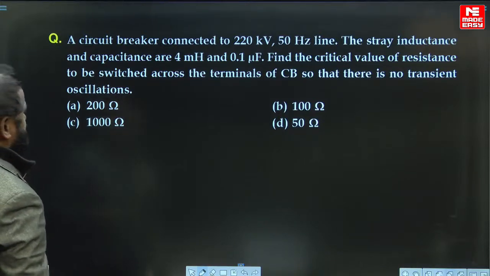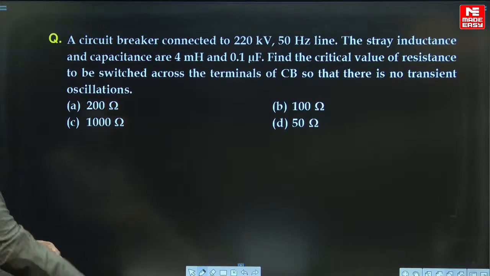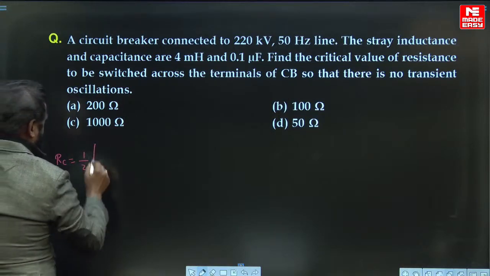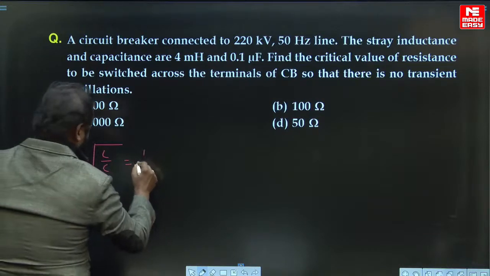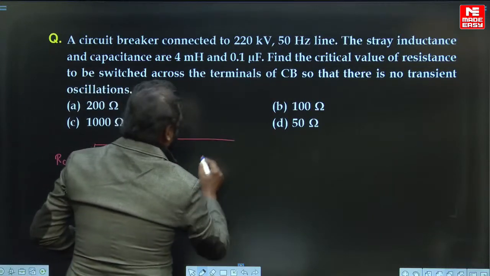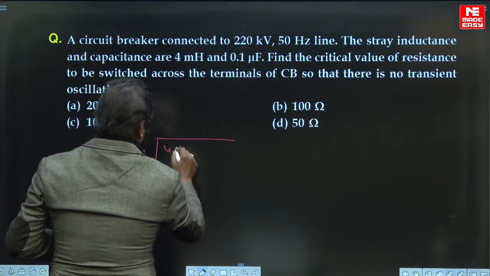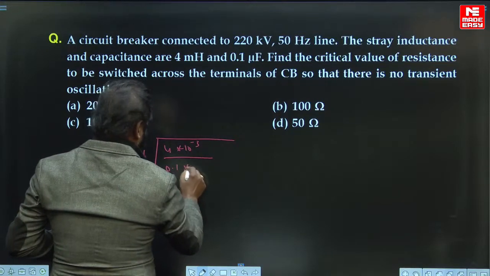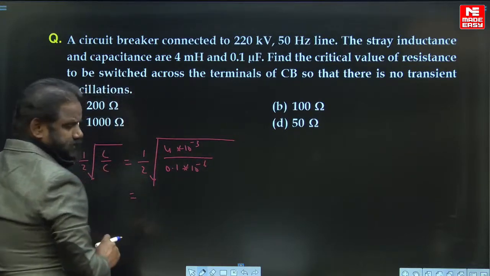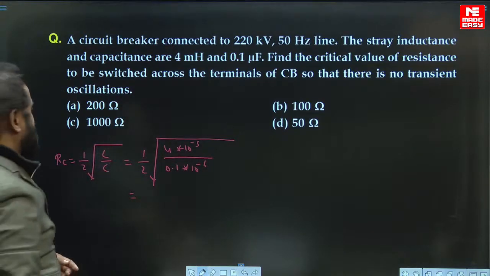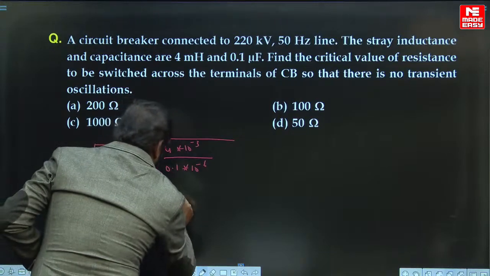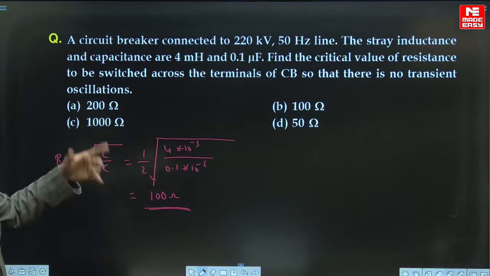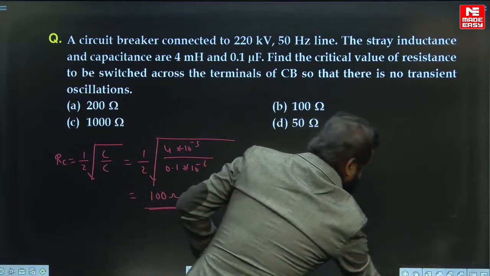The stray inductance and capacitance are given. Find the critical value of the resistance to be switched across the terminals so that there is no transient. So critical resistance RC is equal to 1 by 2 into root over L by C, that is equal to 1 by 2 into root over 4 into 10 power minus 3 divided by 0.1 into 10 power minus 6. So it is coming as the value of 100 ohms. Okay, the resistance should be less than this. If the resistance is more than this, damped frequency of oscillations are possible.